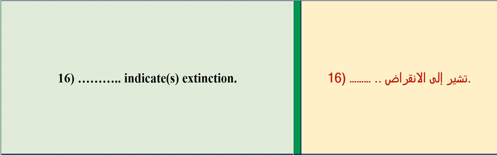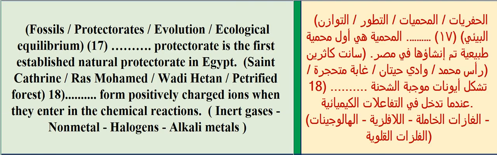30. 16. Indicate... extinction: fossils / protectorate / evolution / ecological equilibrium. 17. Protectorate is the first established natural protectorate in Egypt: Saint Catherine / Ras Mohammed / Wadi Hitan / petrified forest.